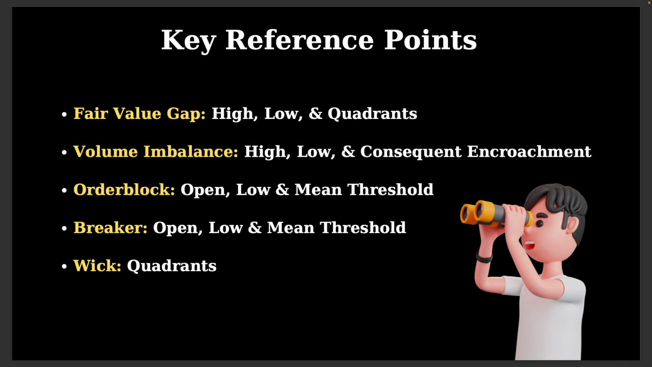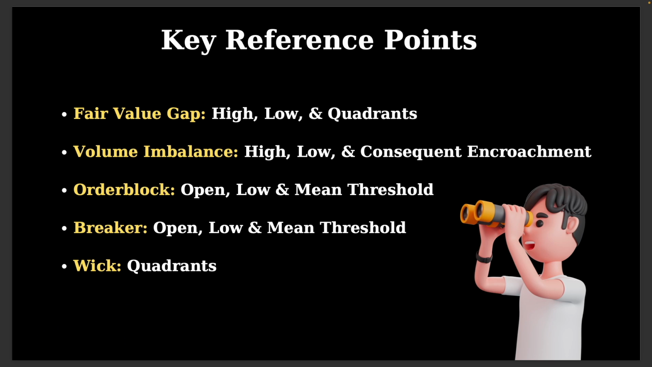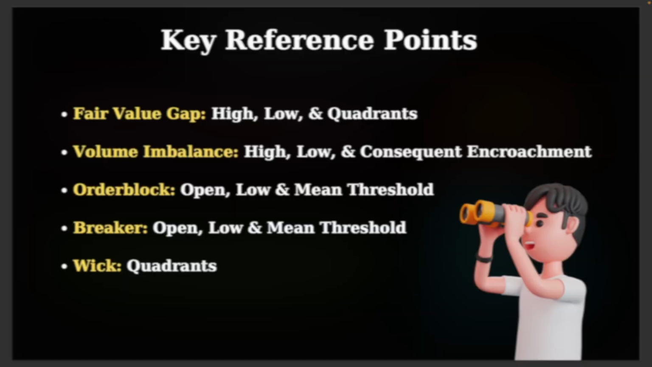Now, I won't spend too much time on this because you guys already have all this information in your key reference point guide, but we'll just be looking for things like fair value gap, highs, lows, quadrants, volume imbalances, high, low, CE, order block, open, low, mean threshold, breaker, open, low, mean threshold, wick quadrants, and of course everything else in that key reference point guide. But these are the levels that we want to identify inside of our dealing ranges.